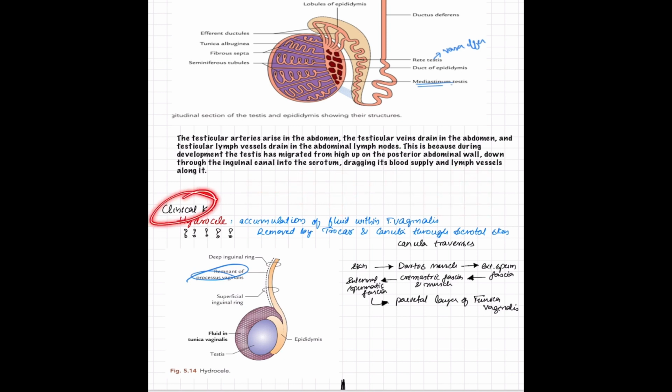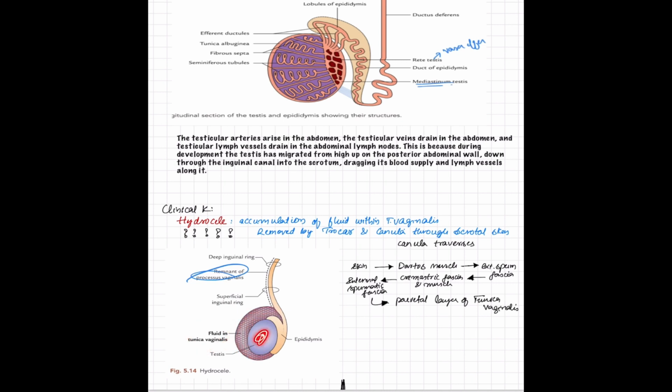Now let us go to clinical correlation. So here is a hydrocele. Hydrocele is the accumulation of fluid in the tunica vaginalis. Now again we have come across the tunica vaginalis. We have already learned it very deeply. It is the persistent lower part. Now this is the tunica vaginalis, and this is the accumulation of fluid in this tunica vaginalis. This causes this fluid in tunica vaginalis.